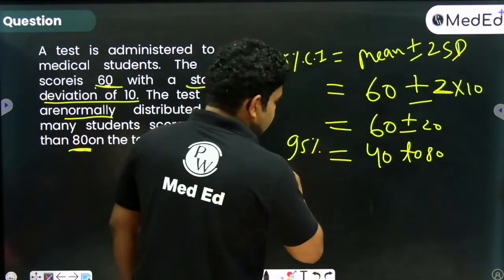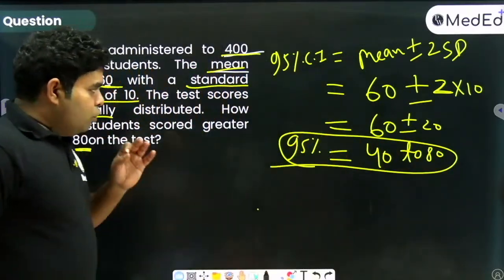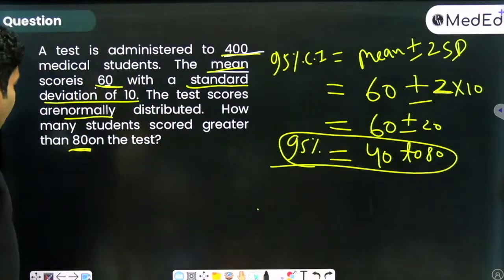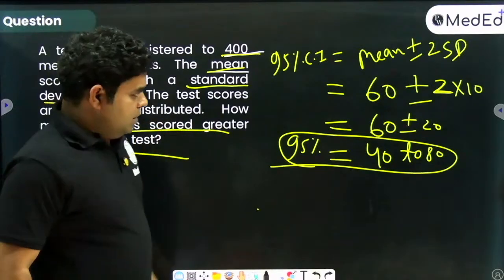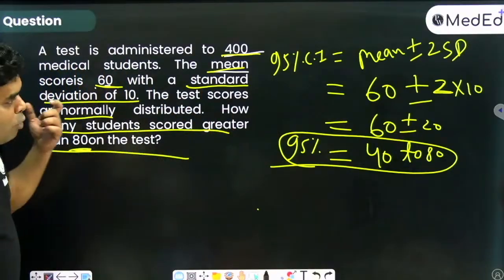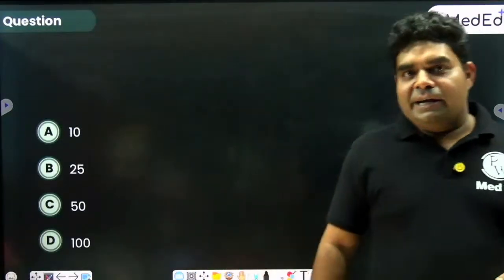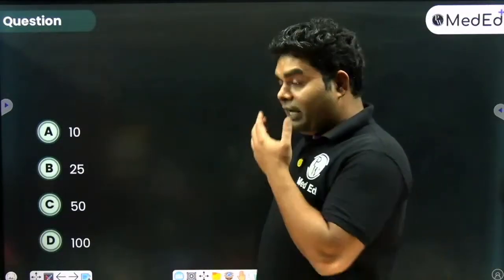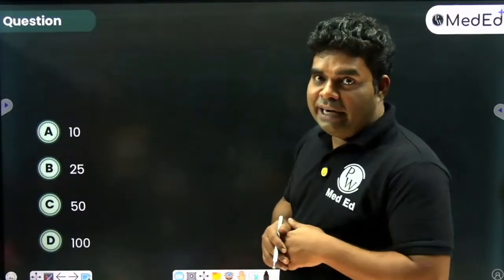95% of students are between 40 to 80. The question is, how many students are more than 80? 95% are 40 to 80. How many are more than 80? This you have to answer. Tell me, are 10 students more than 80? Are 25 students more than 80? Are 50 students more than 80? Or are 200 students more than 80?